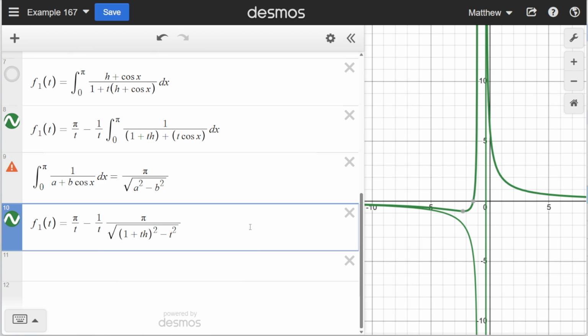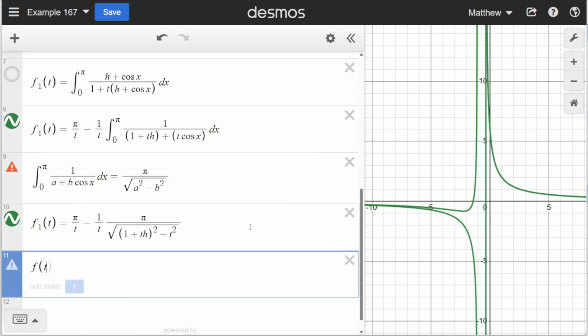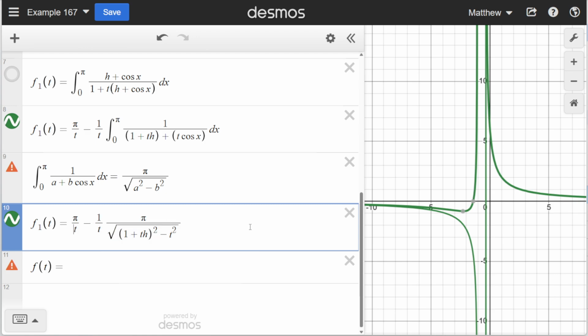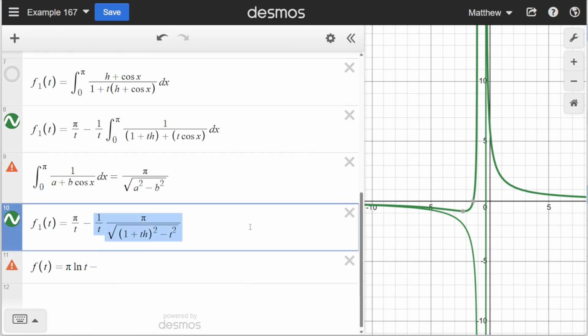I just use this to make sure that I'm not getting too far off track with my work. All right, so now we want f of t. F of t is just going to be the antiderivative of this with respect to t. So we're going to get, well, the antiderivative of the first one is just going to be pi natural log t, and then minus the antiderivative of this with respect to t.